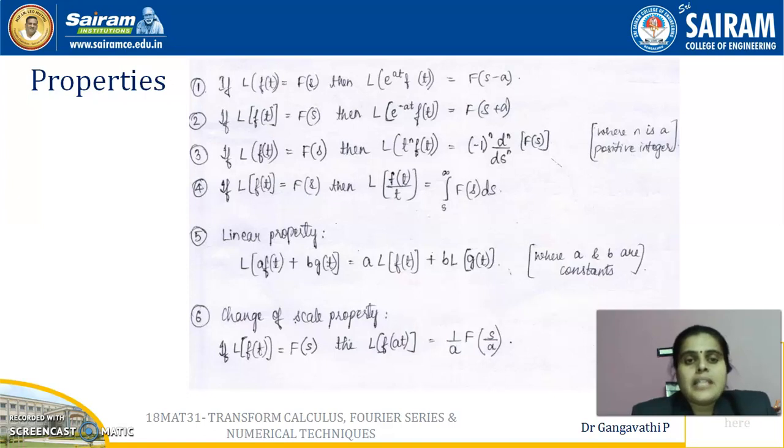And second one: if Laplace transform of f of t is F of s, then Laplace transform of e to the power of minus at into f of t is F of s plus a. Look at the third one: if Laplace transform of f of t is F of s, then Laplace transform of t to the power of n into f of t is minus 1 to the power of n, d^n by ds^n of F of s. That means the nth derivative of F of s with respect to s.